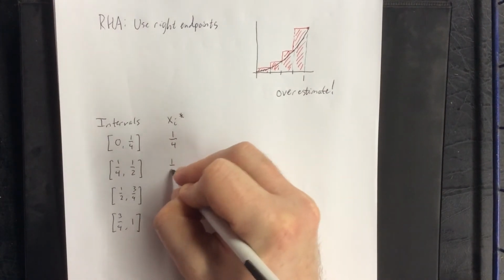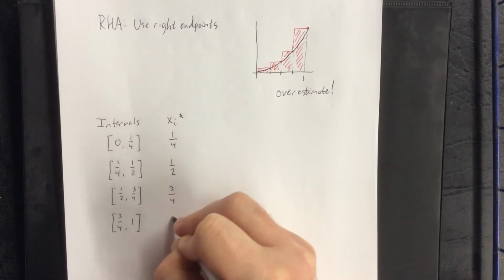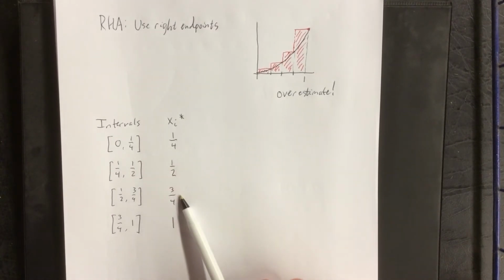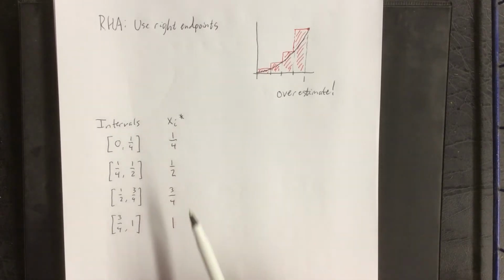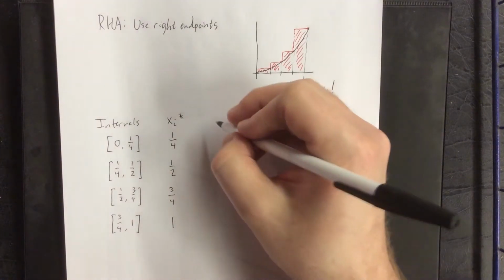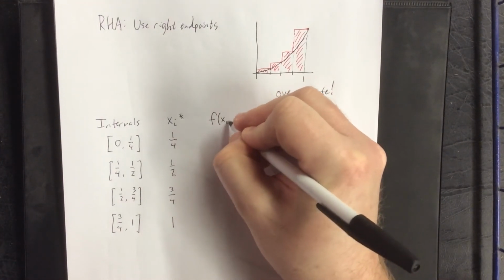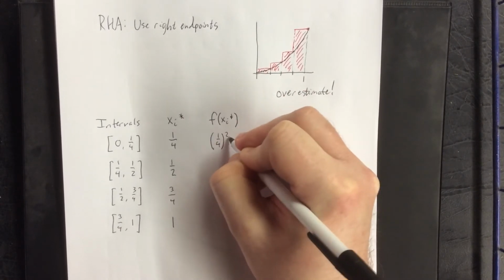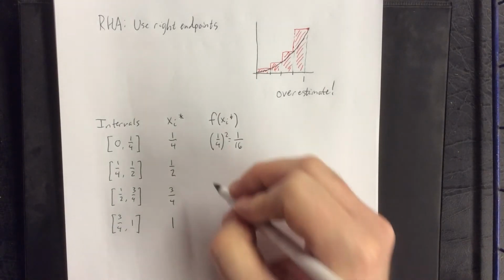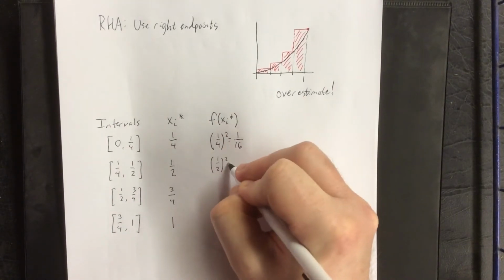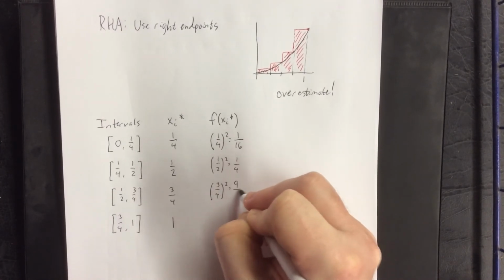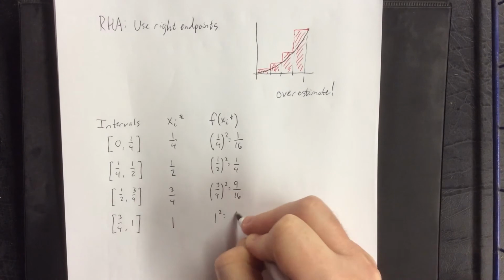You'll notice as I'm copying down the right endpoint of each interval, 3 of these are being reused from the previous example. The one that changes is the fact that we no longer have the left endpoint of 0, but we now do have the right endpoint of 1. I will be plugging these into the given function, which is, again, x squared. So squaring each of these values, we'll get 1/16. Squaring 1/2 gives us 1/4. Squaring 3/4 gives us 9/16. And squaring 1 gives us 1.